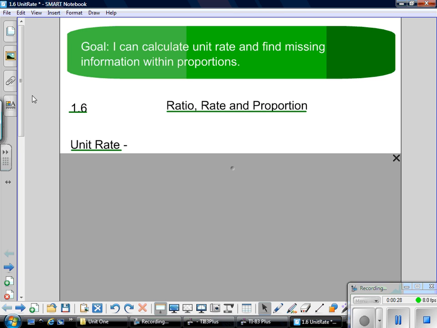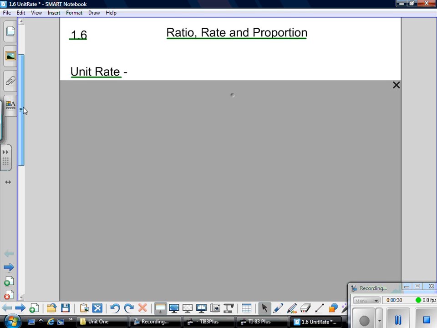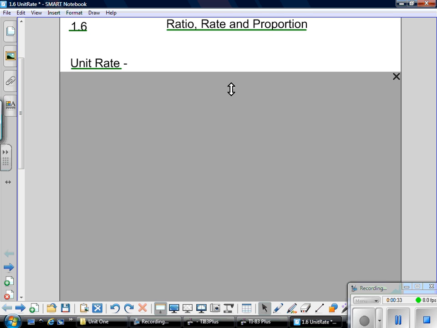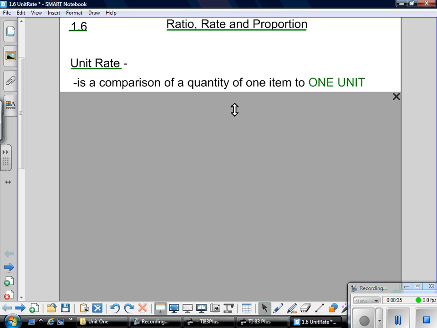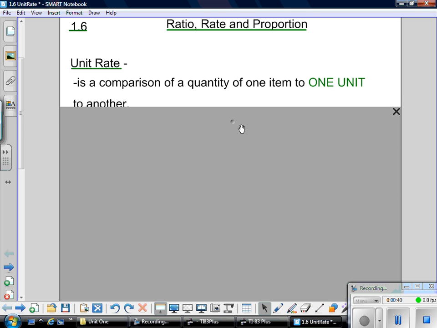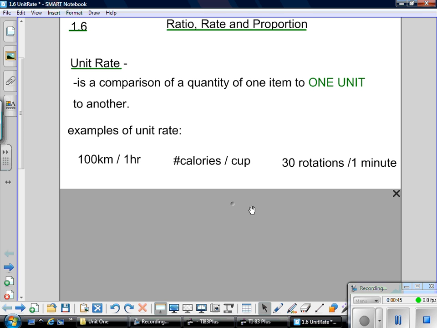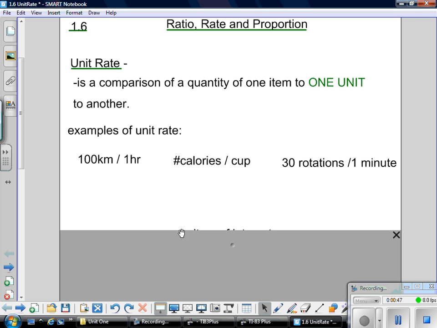Now, first of all, what exactly is unit rate? You've probably seen it before and didn't realize that that's what it was. It's a comparison of a quantity of one item to one unit of another. Examples of unit rate include the following: 100 kilometers per 1 hour, number of calories per 1 cup, 30 rotations per 1 minute.